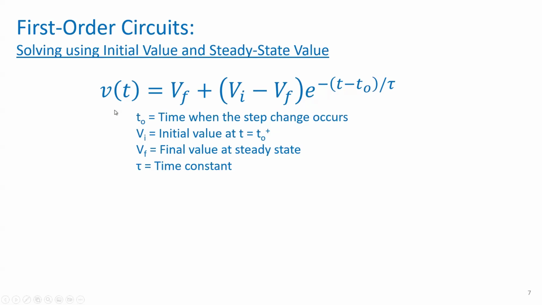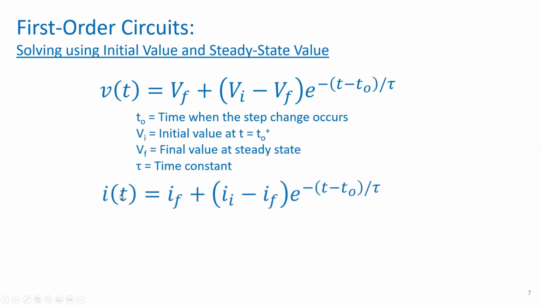Currents can also change in this way. So just replace v with I, and you get the same equation, right? t naught is the time when the step change occurs. I initial is the value of the current at t naught, just after t naught. I sub f would be the final value of current at steady state. Tau is still the same time constant. So all of the time constants that you use in the equations for finding voltage and current are going to be the same for a given circuit.